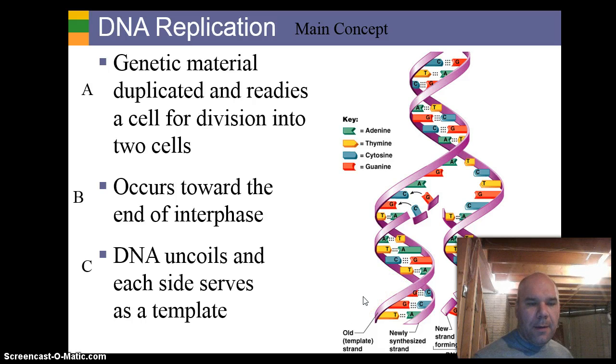Bubble B, we know this occurs towards the end of interphase, which is a topic we just described in our last concept map. So that involves during the cell growing and during that process through which the cells carry on metabolic processes. So bubble B, it occurs towards the end of interphase. Bubble C, we know in this particular relationship when DNA is replicated that DNA uncoils and each side serves as a template. And if you look at this diagram to the right, we can see that relationship.